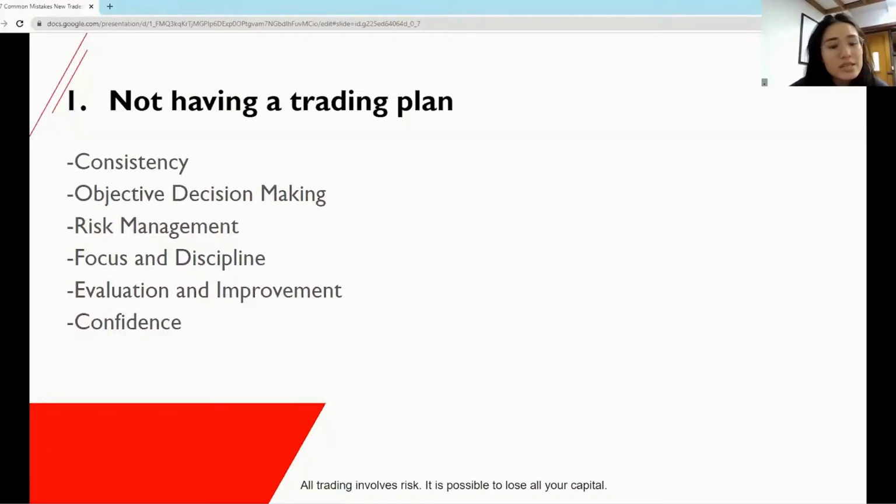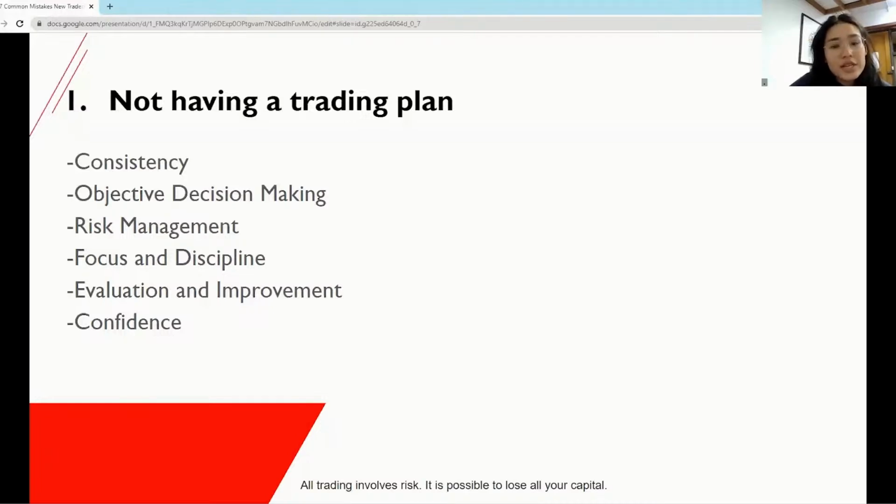Next, we have focus and discipline. So a trading plan keeps you focused on your trading goals and prevents distractions. So it helps you avoid impulsive trades or chasing after hot tips. Following a plan requires discipline and adherence to the rules you have set for yourself. So this is very important as well because it helps you to overcome any emotional challenges that come with trading.